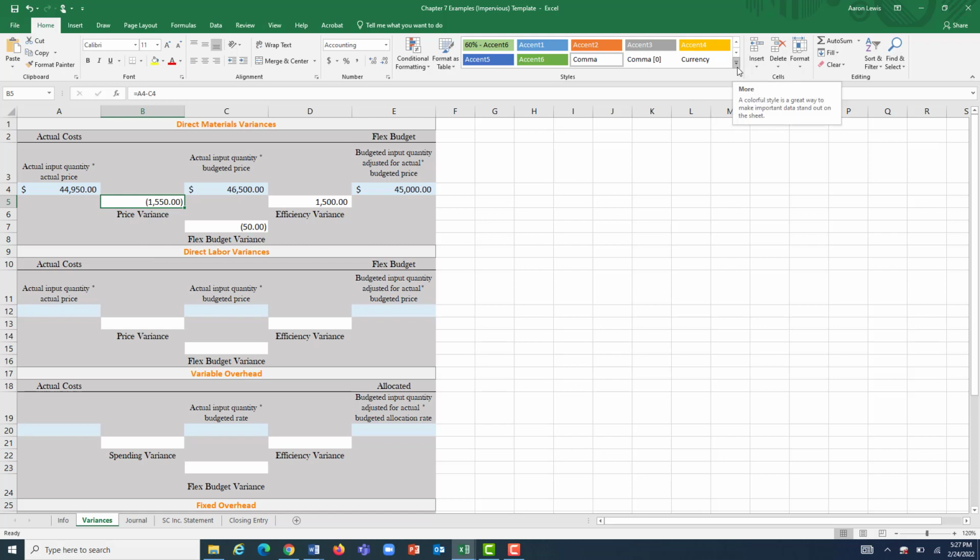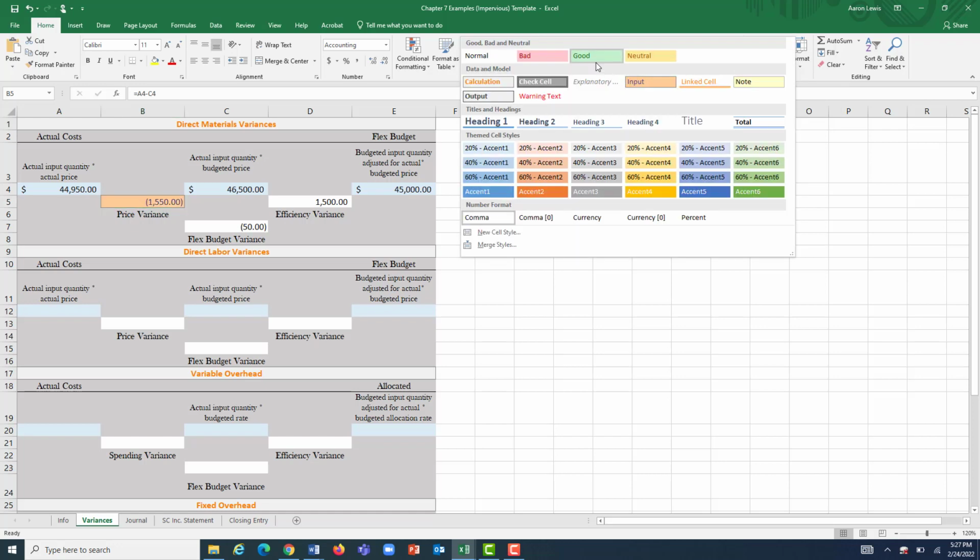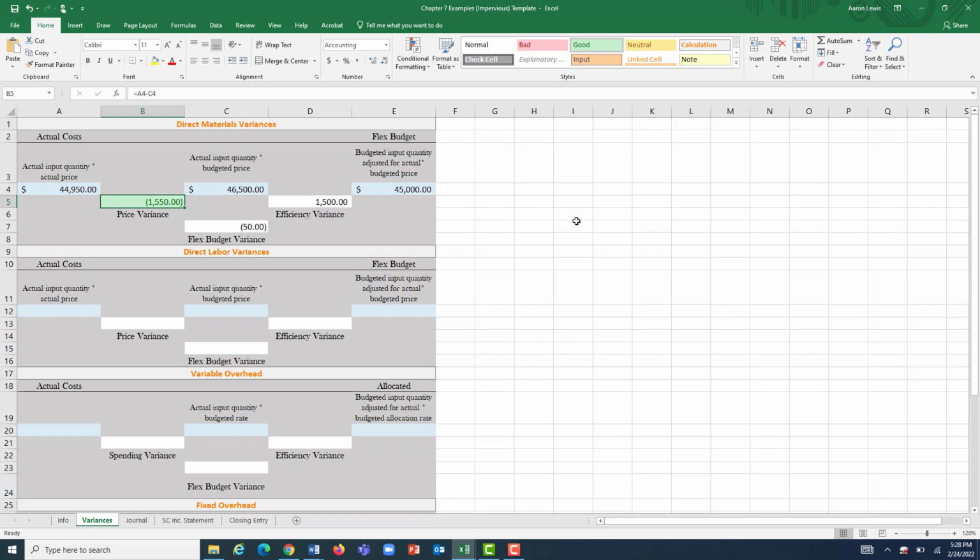In spreadsheets, in Excel, up here at the top in the style section, you get a whole bunch of things, but there's ones on the top that say good and bad. Well, having to spend less on materials in terms of price per every pound of material you acquire is a good thing for the company's profitability. So I'm going to use the good filter, if you will, to denote that is in fact a favorable variance.